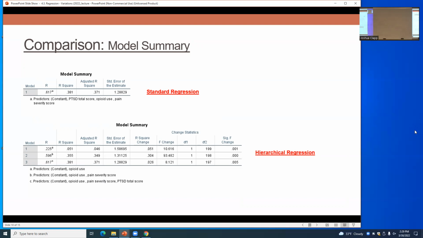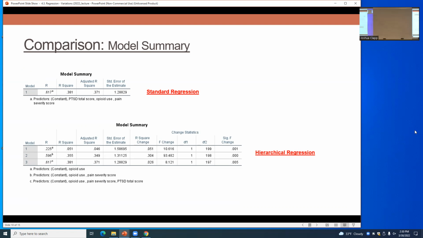Second line, this is your model with both opiate use and pain severity. Here we've got an R squared now of 0.355. We get the R squared change by simple subtraction: it increased by 0.304. Then we've got a test for our R squared change, which is saying, do we have evidence that this is an increase?